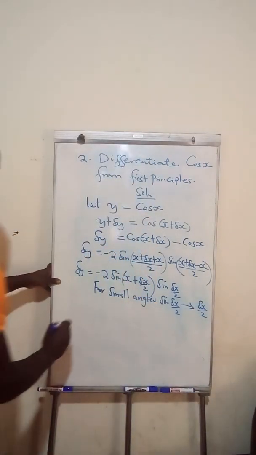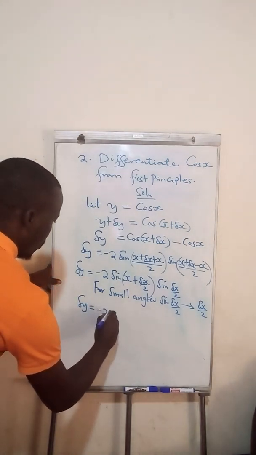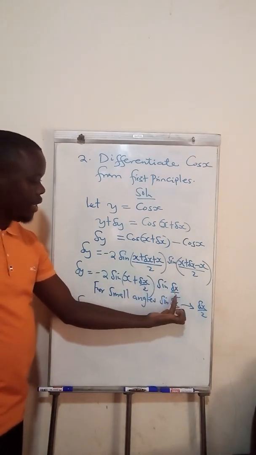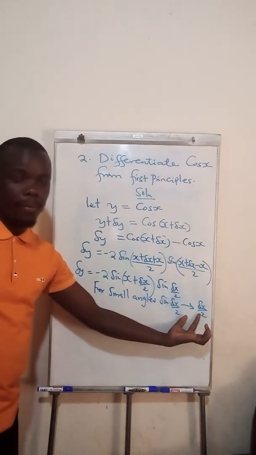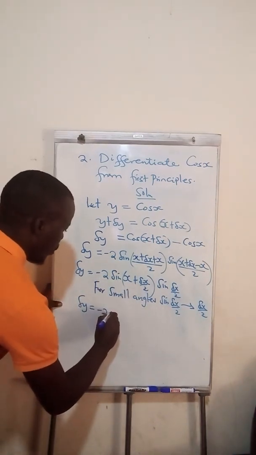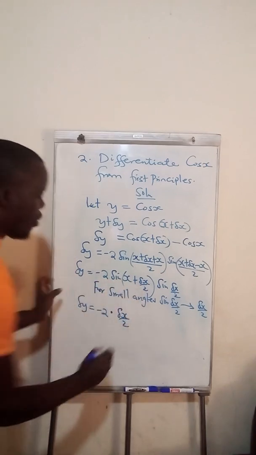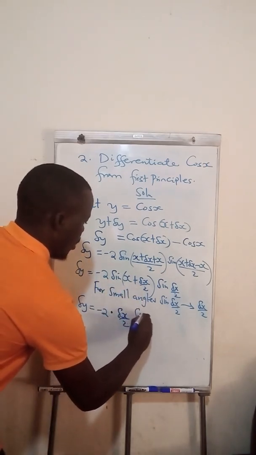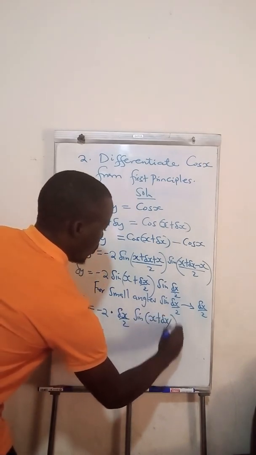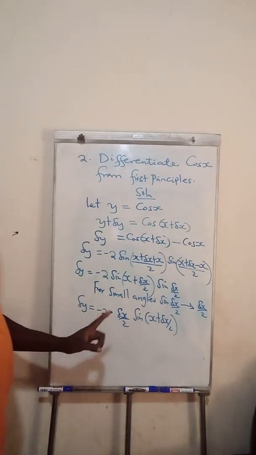So it means we shall have delta y is equal to minus 2. Now instead of sine delta x, I'm going to have delta x out of 2 because of this assumption here. Then I drop it at the back here, so that I have times delta x out of 2. But remember, I still have my sine x plus delta x, but out of 2. Then from this level, you can see that the 2 can cancel with this. This time we remain with the minus sign.